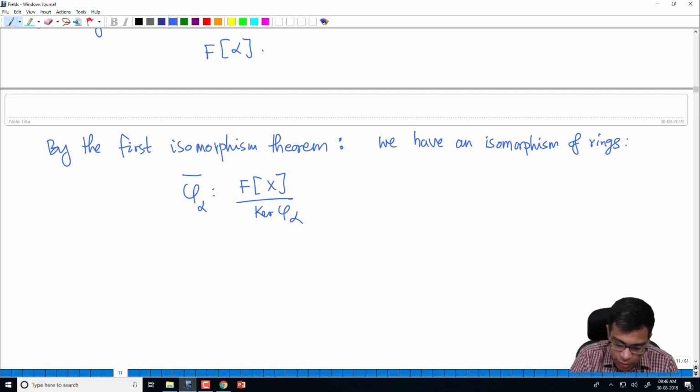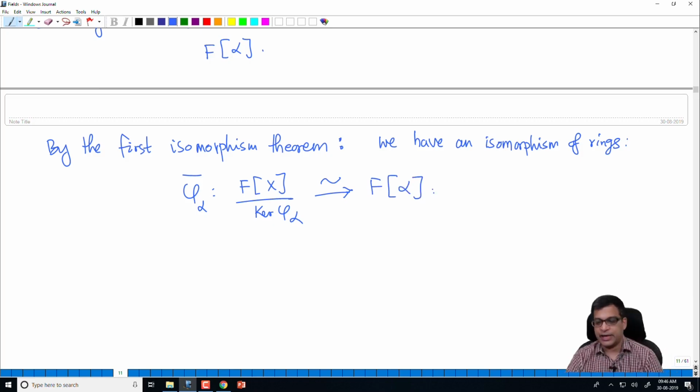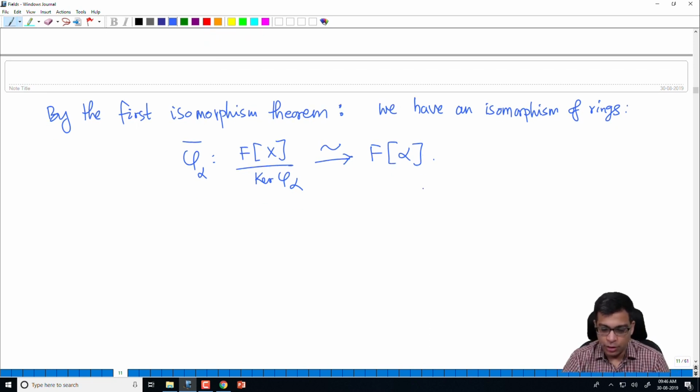So let me, for clarity, denote this by phi alpha bar, to F[alpha], right? This is exactly the isomorphism theorem, which says that if you have a ring homomorphism, the domain mod the kernel is isomorphic to the image. So F[x] mod kernel is isomorphic to the image, which is F[alpha]. Okay, now we are going to consider two possible cases.